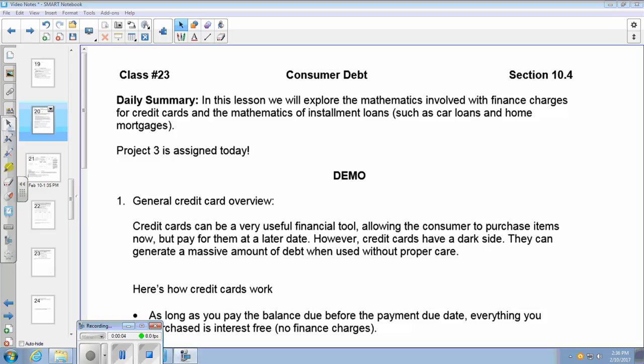Hey, here's class number 23. It's on consumer debt, and it goes with section 10.4 in your textbook. In our daily summary, in this lesson, we're going to explore the mathematics involved with finance charges for credit cards and the mathematics of installment loans, such as car loans and home mortgages. Keep in mind that project 3 is assigned now.